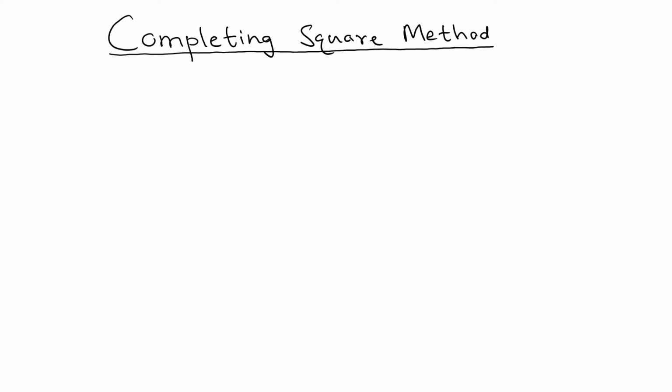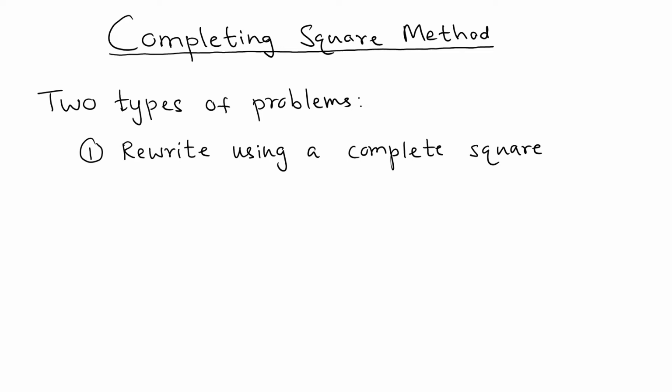In this video, we're gonna learn the completing square method. There are two types of problems. The first type, rewrite using a complete square. So it says rewrite using a complete square. So we're gonna study problems like this.